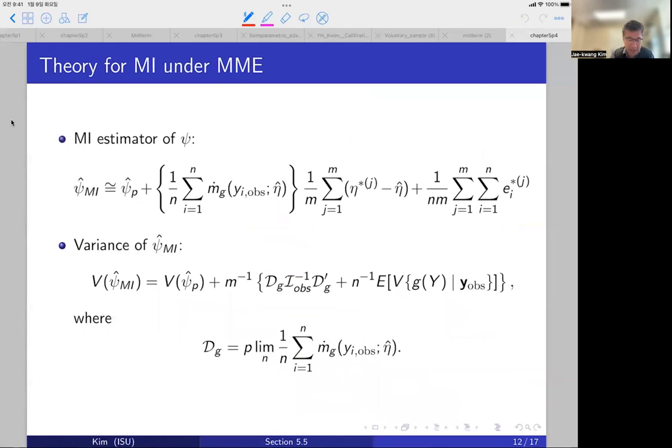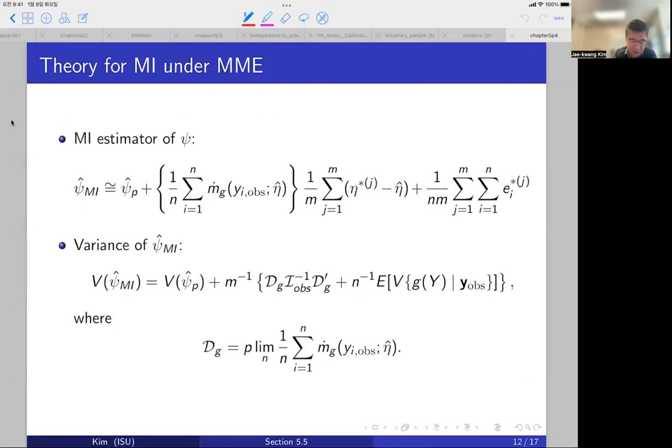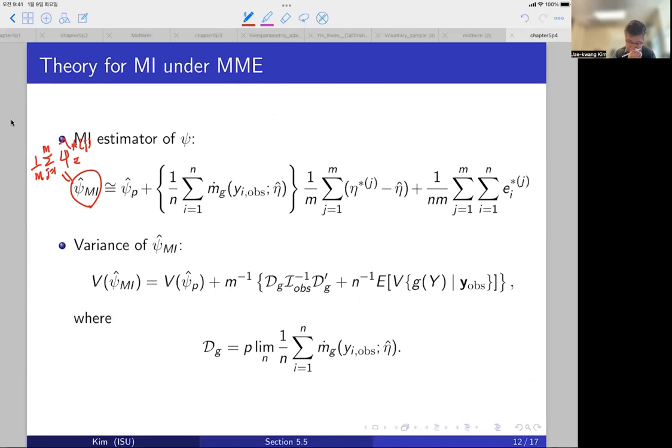This is for J, and then we average over J equal to 1 to M of psi hat star J. So then we have three orthogonal terms, and the three terms are independent.